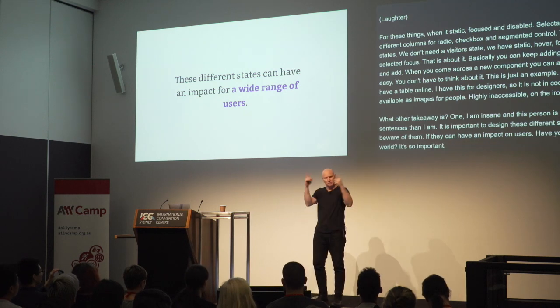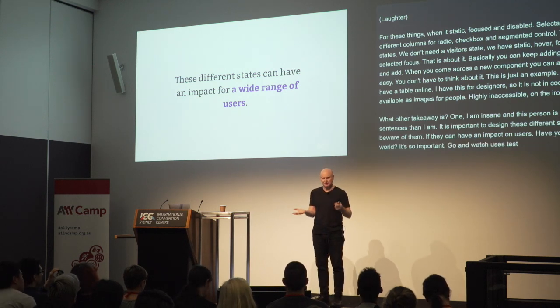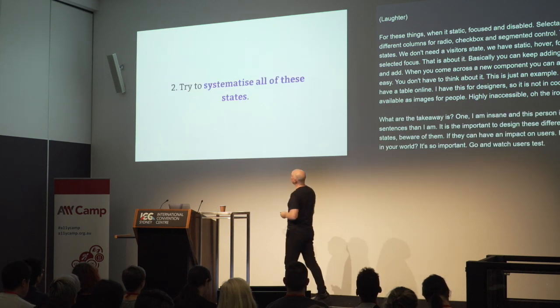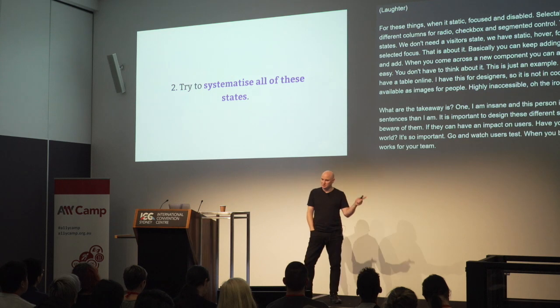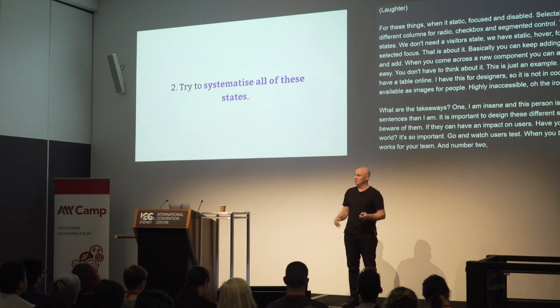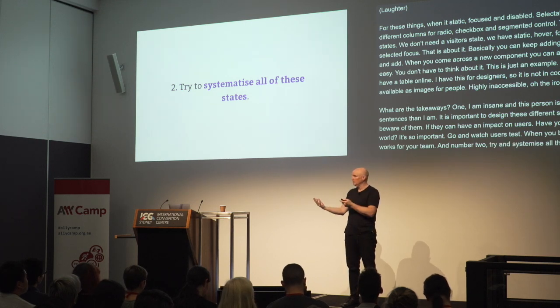And that's the other thing. When you build this table and implement it, go and test it. Don't just talk to your own team, but see if it works for your teams. And number two, try to systemize all the states. So that means people have a consistent user experience as they travel through your website, in whatever form they may, whether it's someone like Judith or someone with a cognitive impairment, etc.